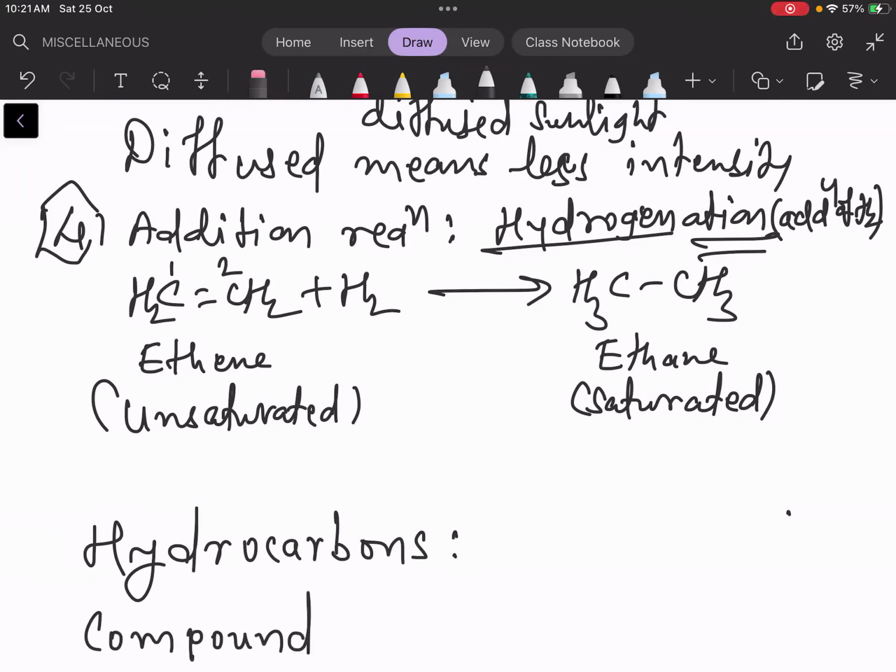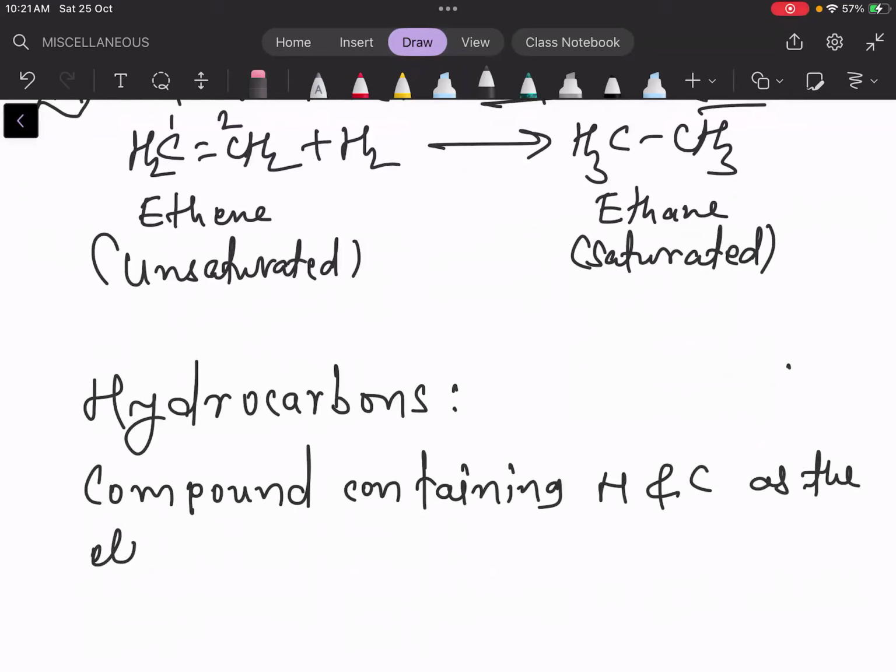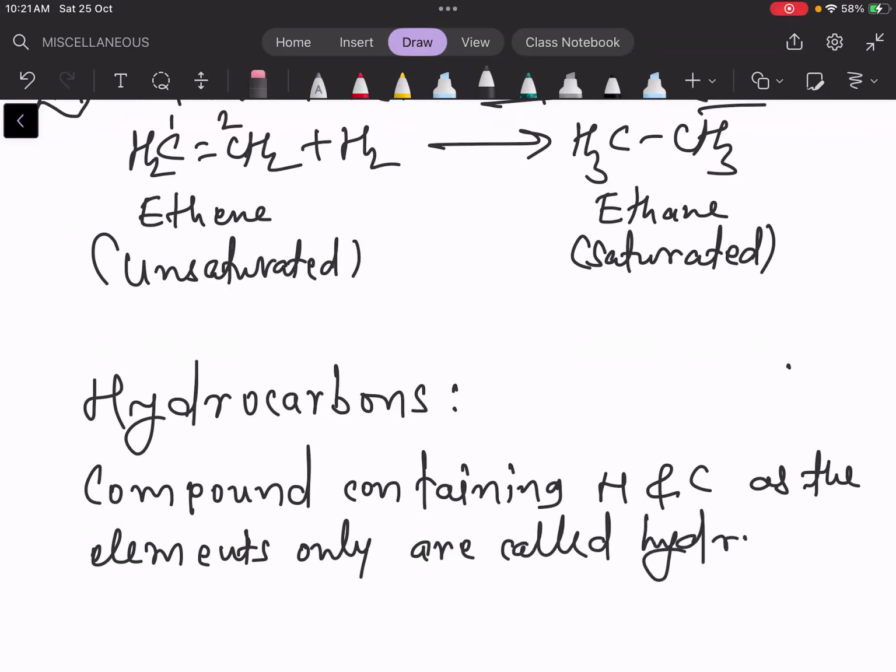Compounds containing hydrogen and carbon as the elements only are called hydrocarbons. Right. So compounds containing hydrogen and carbon as the elements only, they are called what?